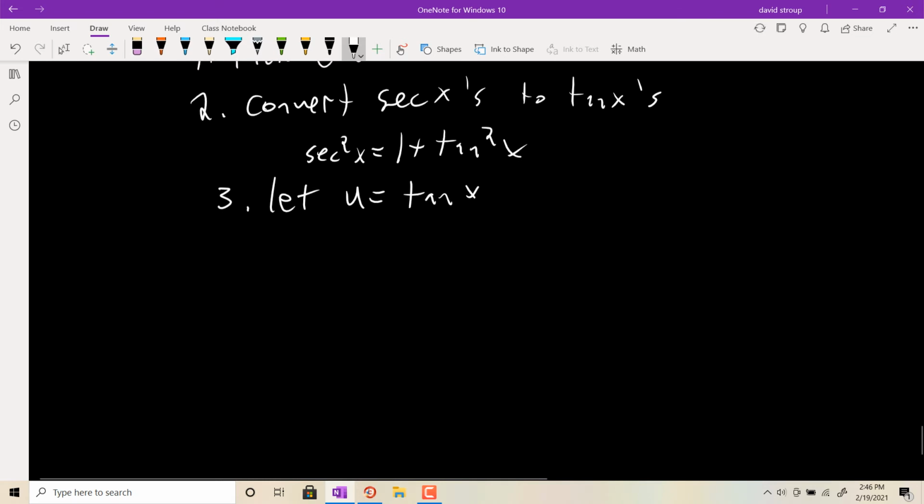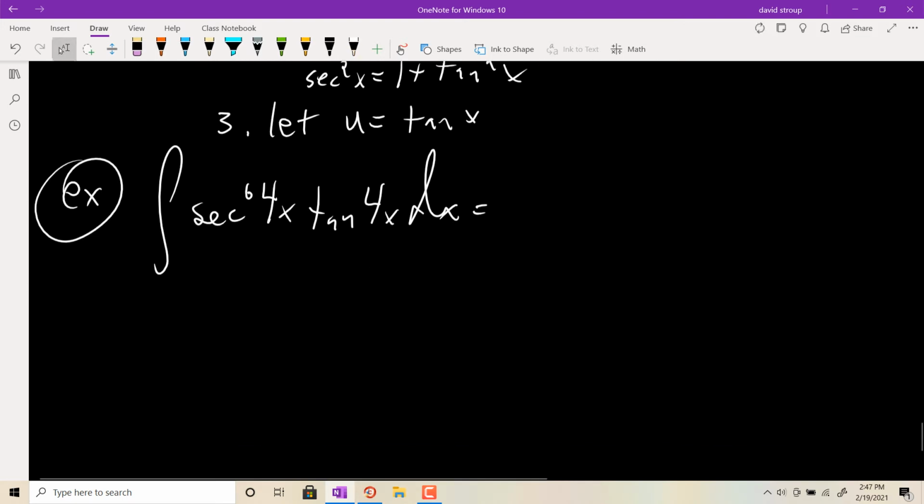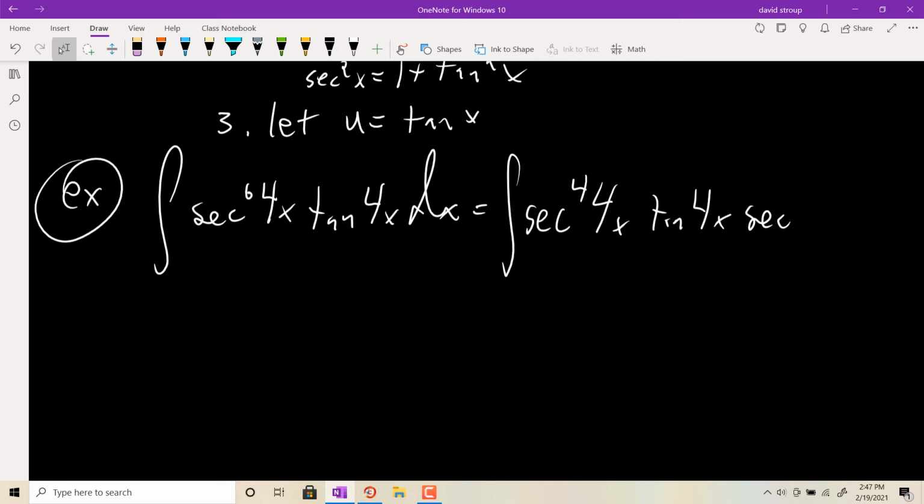Okay, so let's go through one of these characters. Example: secant to the 6th of 4x, tan of just plain old 4x, so the degree on tangent is just 1, and then dx. An even number of secants there, so we can factor back one secant squared. We'll be left with 4 factors of secants, and then tan of 4x, and then there's that secant squared of 4x that we pushed back, dx. And you see this part will become your differential and your u sub.